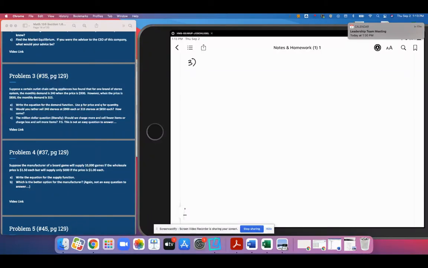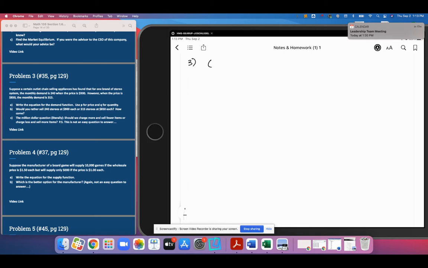Okay, so back with number 3. We're looking at a certain outlet chain selling appliances that has found that for one brand of stereo system, the monthly demand is 240 when the price is $900. However, when the price is $850, the monthly demand is 315. And we are asked to come up with a demand function for this. It looks like we are given 2 points, so we are going to need to use point slope form for this.